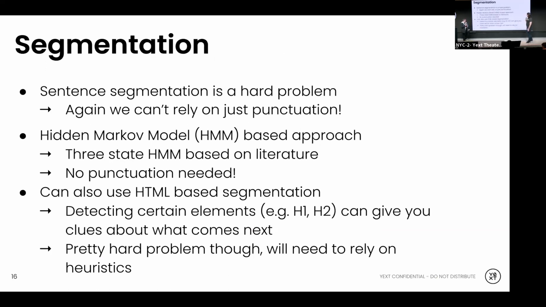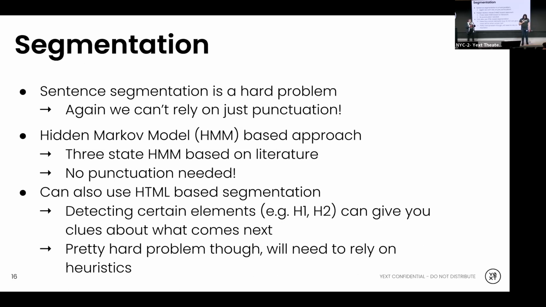Right, the next thing that we want to talk about is segmentation. Sentence segmentation is actually a pretty hard problem. Again, we can't rely on punctuation because it may not be there, it may not be correct. It's difficult for a lot of different reasons. We get all kinds of documents and pages. Heuristic methods like the ones NLTK uses don't work great because of the different kinds of documents we look at and the inconsistencies. So what we're using for sentence segmentation is a hidden Markov model based approach.